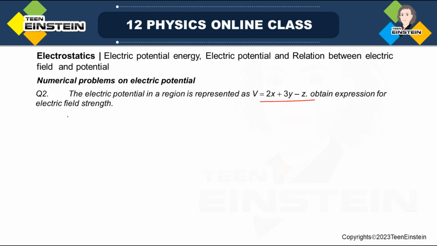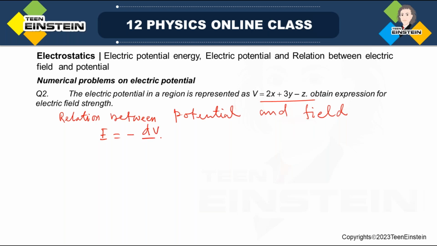See, to do this, we need to know the relation between potential and field, electric potential and electric field. So I'm just omitting the electric part. So there is a relationship. How do you get? E is equal to minus dV dr. Okay, E is equal to minus dV dr. All right.